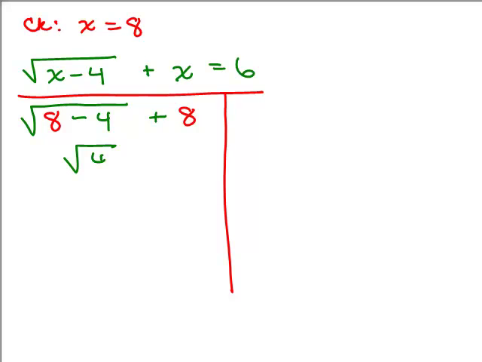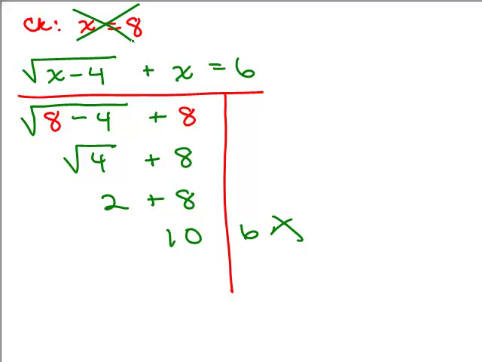And that gives us square root of 4 plus 8, which is 2 plus 8, which is 10. But there's 6 on the other side, so it does not check. So this is not a solution. So that means that 5 was the only one that checked.